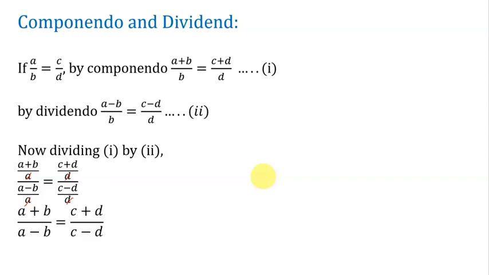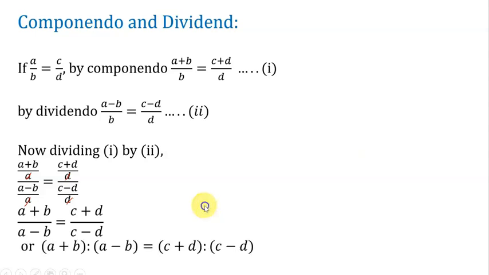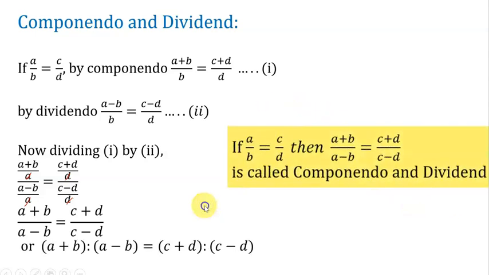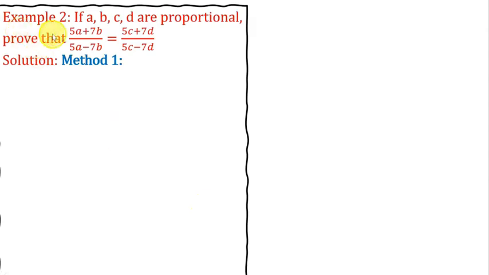Therefore (a plus b) upon (a minus b) is equal to (c plus d) upon (c minus d). And hence, what is the componendo and dividendo? If a upon b is equal to c upon d, then (a plus b) upon (a minus b) is equal to (c plus d) upon (c minus d). Now example number 2.